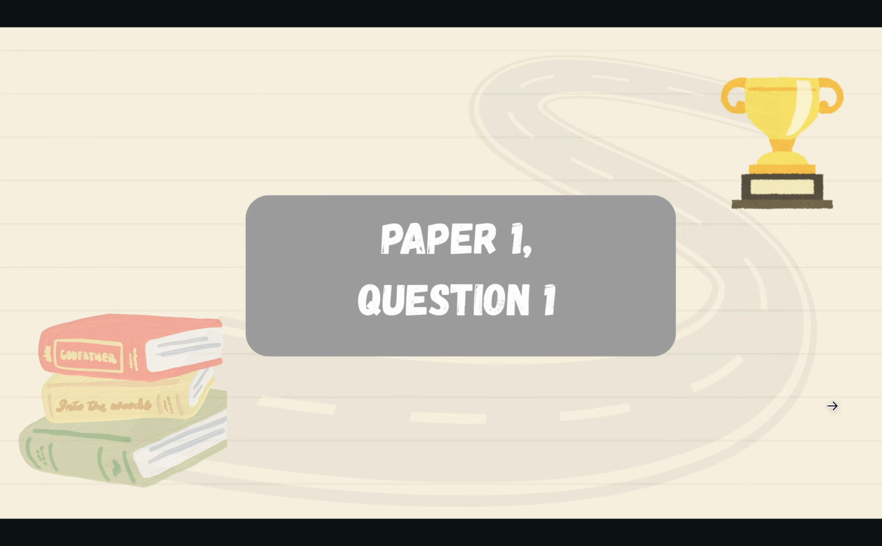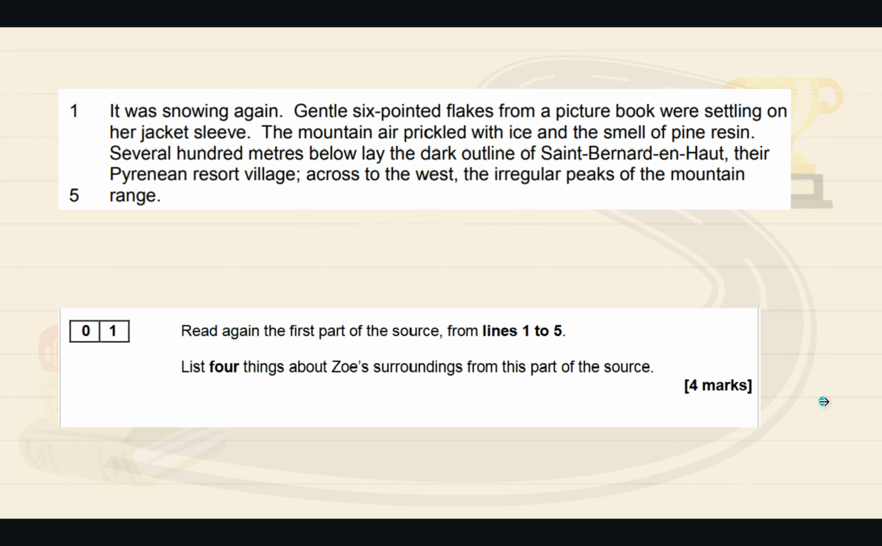Let's have a look at Paper 1, Question 1. This is Paper 1, Question 1 from this exam paper. It gives you a little extract and it says, read again the first part of the source from lines 1 to 5. List 4 things about Zoe's surroundings from this part of the source. Pause the video now and have a go at answering it. When you're ready to check your answers, press play so we can go through it together.